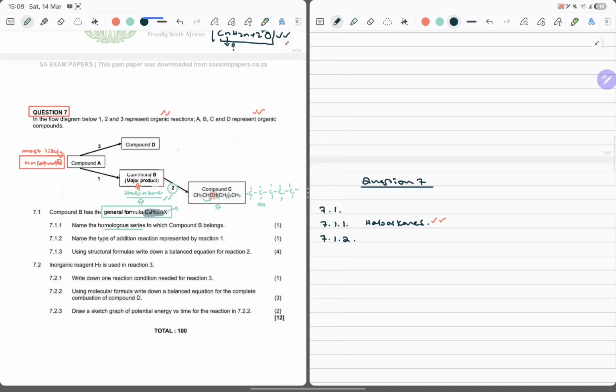Name the type. You see now, name the type of addition. This is a stupid question. Why would you say such a stupid thing? And these people are so stubborn. They persist on this nonsense. Where have they had such a thing? Name the type of addition. What do you mean? This is already the damn type. Heaven. Just say name the addition reaction represented by reaction 1. That's all.